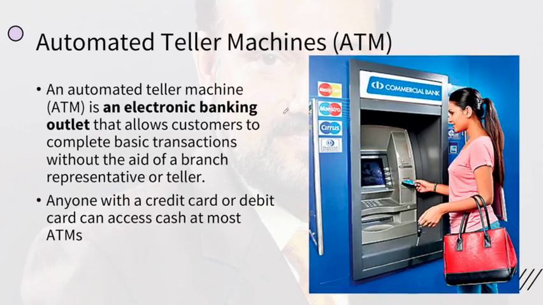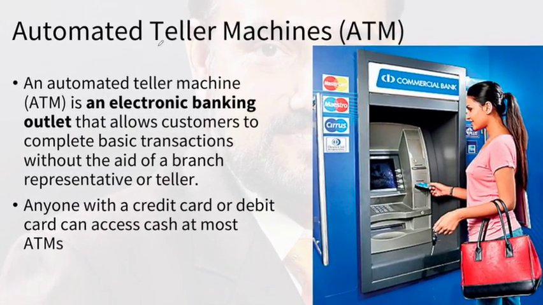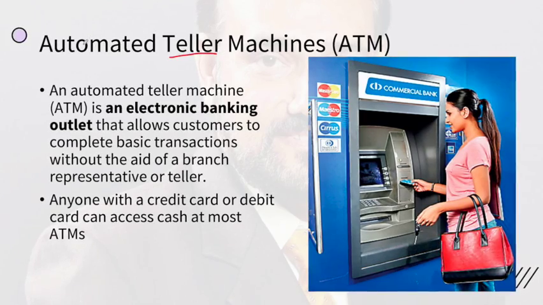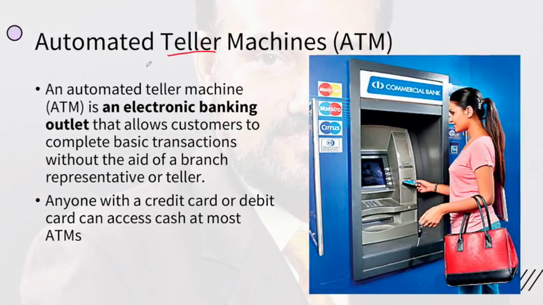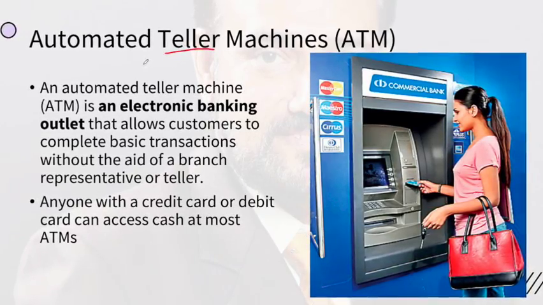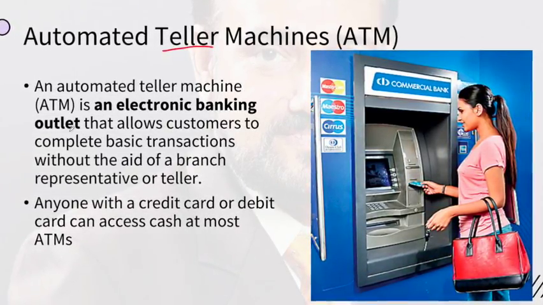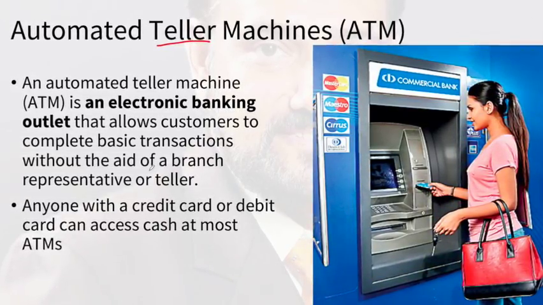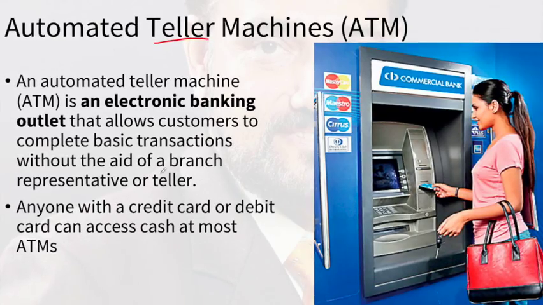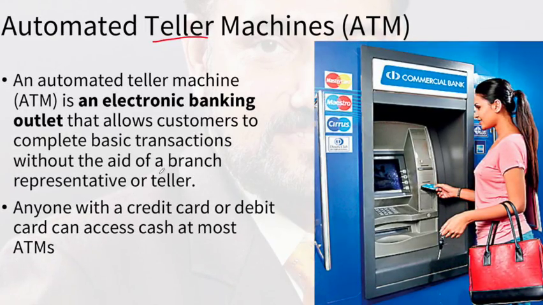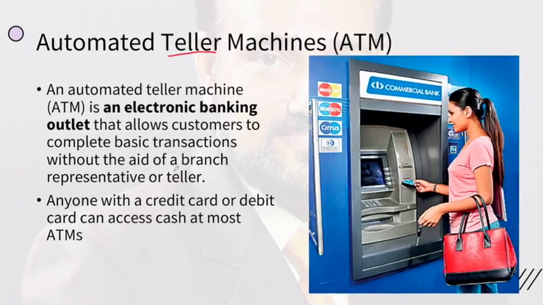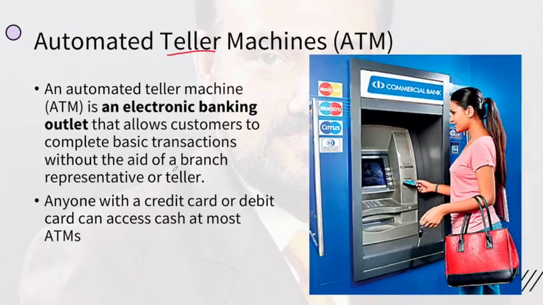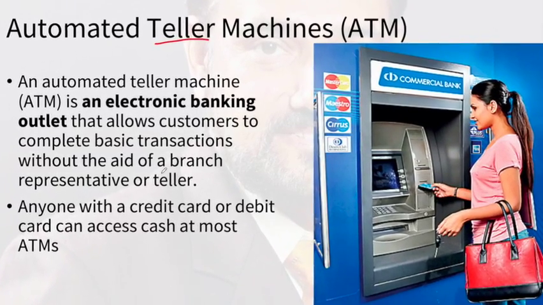The first one is automated teller machine. Please remember this word. Sometimes students make a mistake when they are asked to write the full form of ATM. Basically it is an electronic banking outlet that allows customers to complete basic transactions, like you can withdraw the money. Now there are ATMs where you can even deposit the money, right? You can use your debit card, credit card. Now you can even get your passbook updated also.